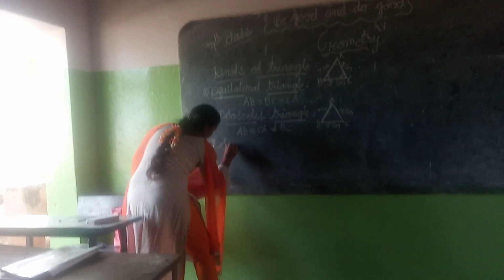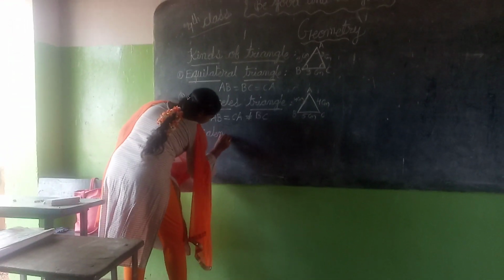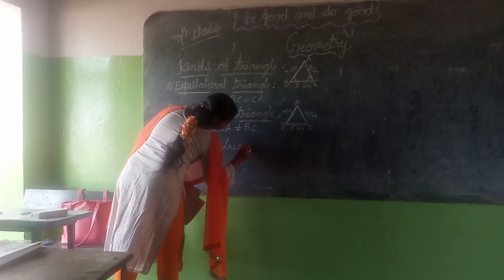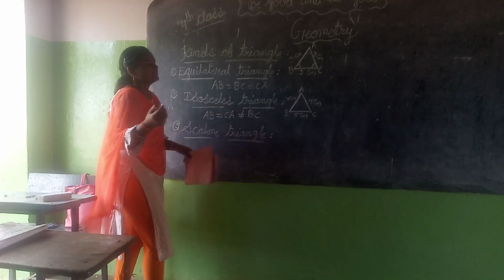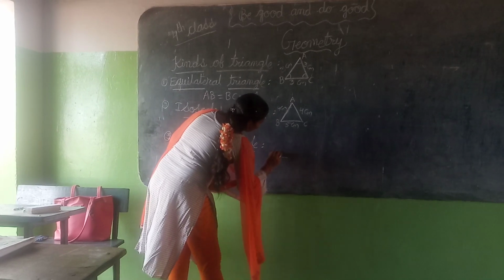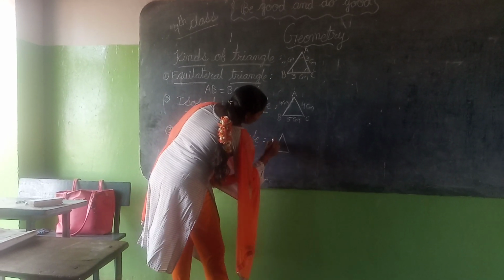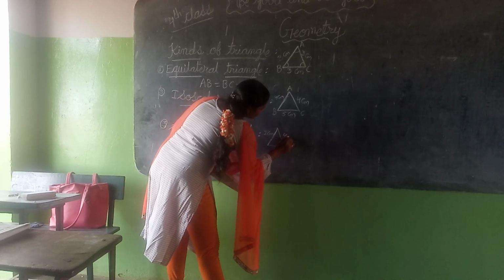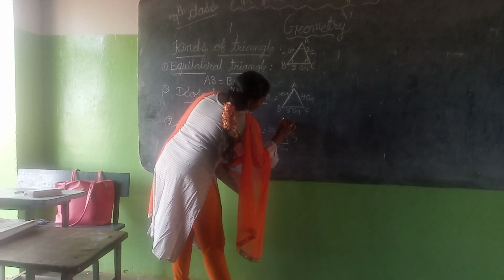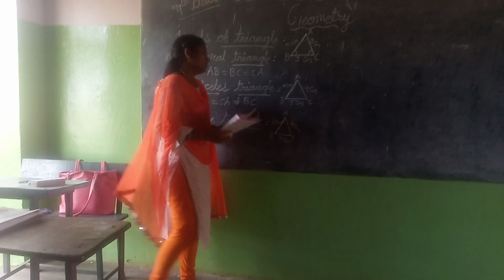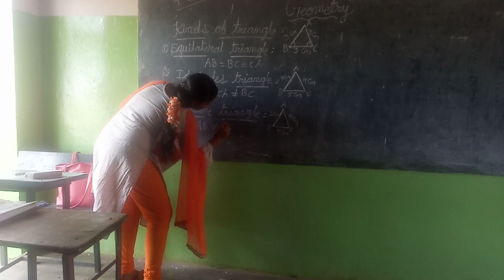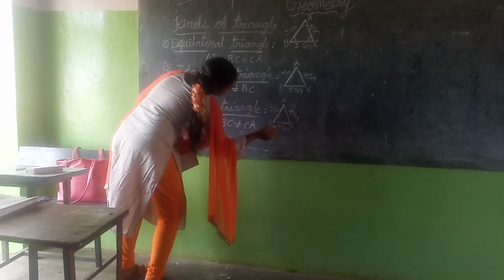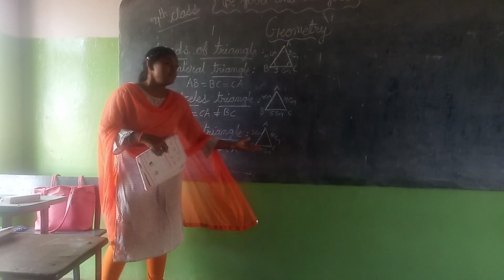Next, the third triangle is the scalene triangle. What is a scalene triangle? In a scalene triangle, all three sides are of different lengths. So this is 2 centimeters, this is 4 centimeters, this is 5 centimeters. These three sides are different, and that is called a scalene triangle. That means we write AB is not equal to BC, which is not equal to CA. Okay? So this triangle is called a scalene triangle.